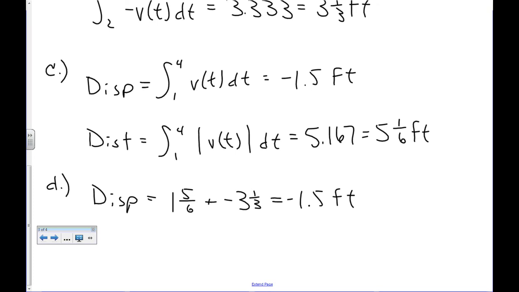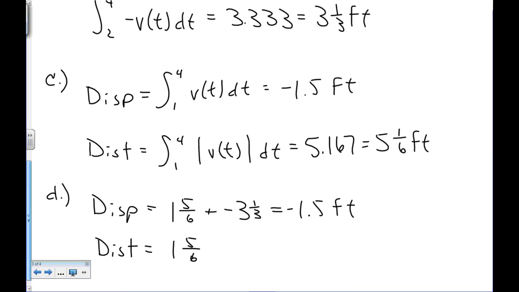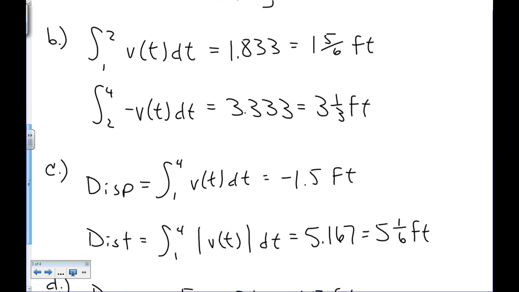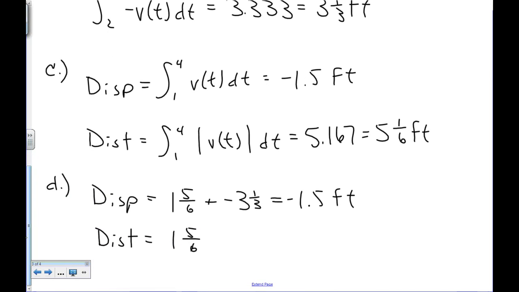And you can do something similar there for distance. We take the 1 5/6 like we did before. That's the interval that our velocity was positive on. And then from 2 to 4, our velocity is negative. So I just add on the 3 1/3. Don't change its sign. I want it to be positive. The distance is always going to give me a positive result. If we add those up, we end up with 5 1/6 feet. That's the value that we got up above there.